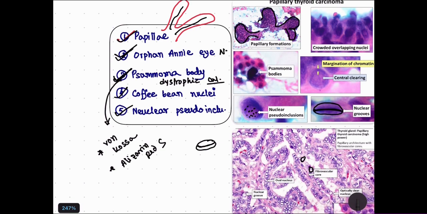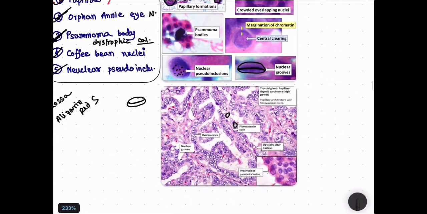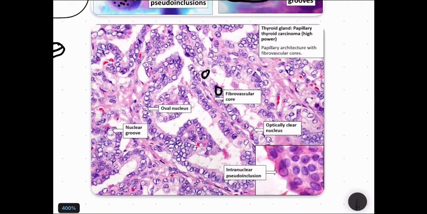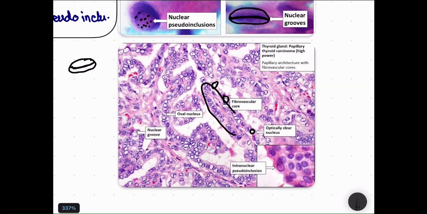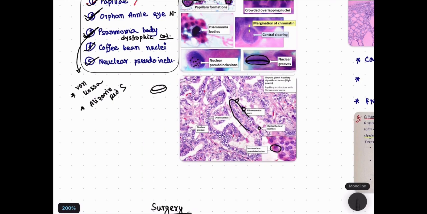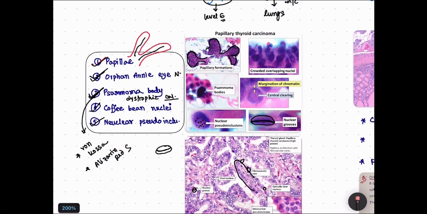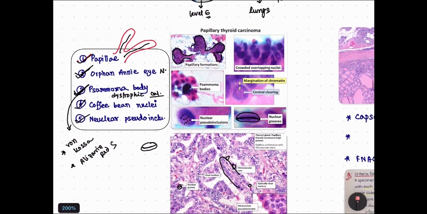These three are important. You can also see in this slide the papilla having a fibrovascular core inside, and I just told you these are the optically clear nuclei. These are pseudo inclusions. Nuclear grooving is there; this is the cell having this groove. So nuclear grooving and intranuclear pseudo inclusions. Please remember these five features; they are important.